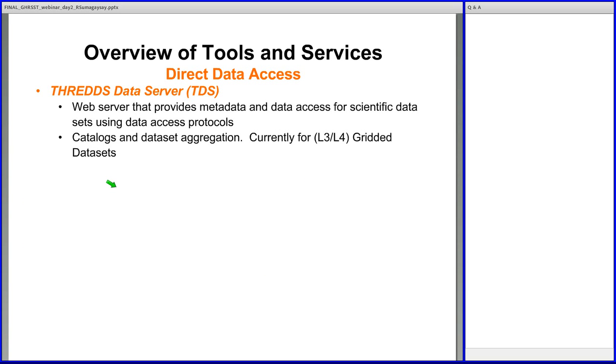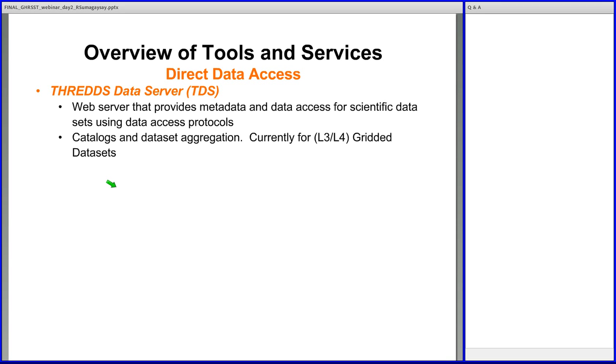The third direct data access is THREDDS. It's a web server that provides metadata and data access for scientific data sets using data access protocols via OPeNDAP, WMS, WCS. These are web mapping services and web coverage services that are standards from the Open Geospatial Consortium. There are also viewers bundled in THREDDS, software such as IDV, which is an Integrated Data Viewer, NetCDF Java tools, and Godiva 2. In addition to the features I already mentioned, we deployed THREDDS at the PO.DAAC for its ability to aggregate files into a virtual data set.